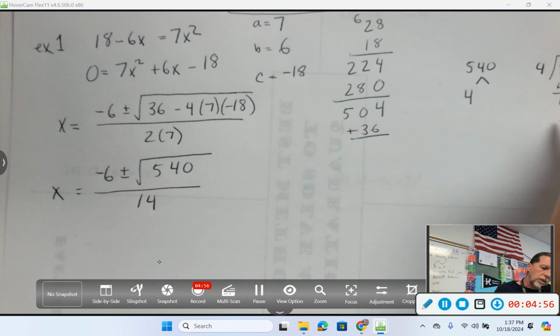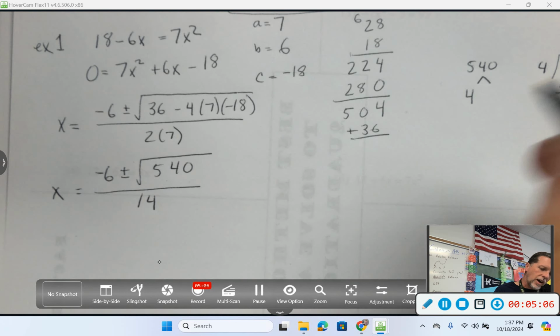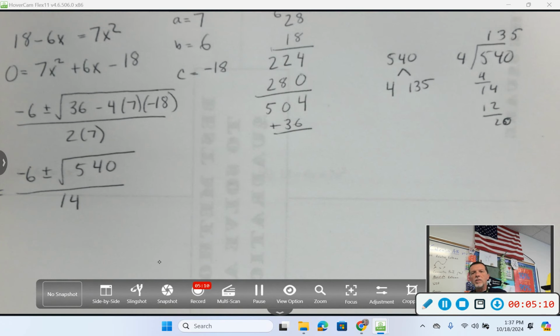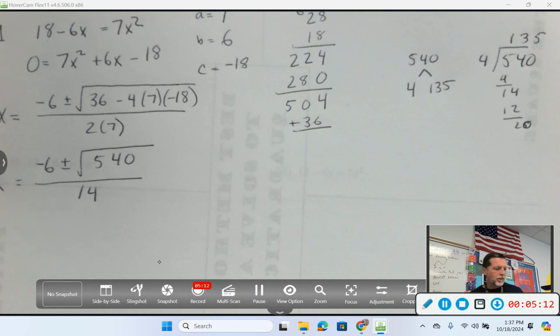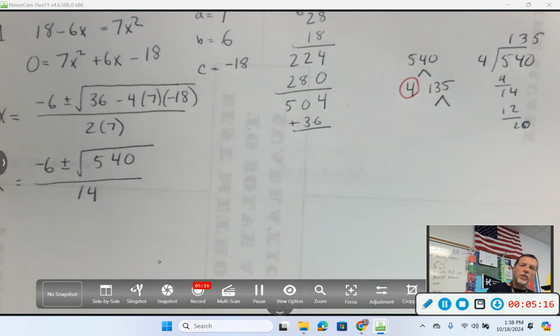3 times 4 is 12. Did I do that right? Nope. Bring down the 20 and get 5. Yes, 4 and 135. All right, well, that's good, I guess. How about 135?